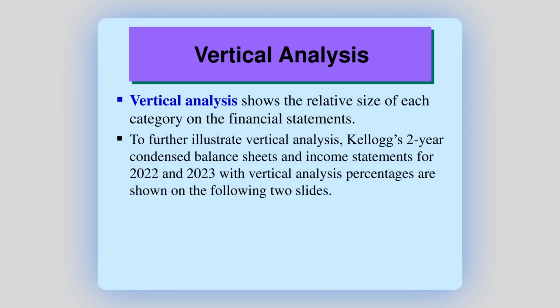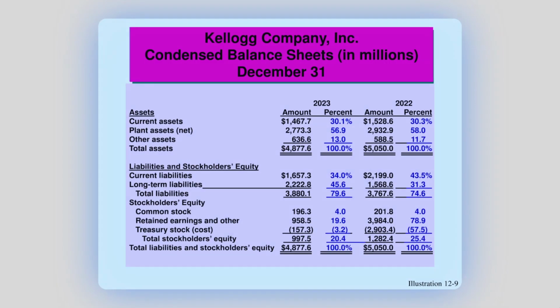Okay. So for example, in this category, for the FS, all right. So sample natin again is the Kellogg Company. So again, your base is assets total, no? Since you want to analyze the statement of financial position or the balance sheet. For example, in 2023, 1467.7 divided by 4877, so you have 30.1. The plant assets, you have 2773.3 divided by 4877.6, so you have 56.9.